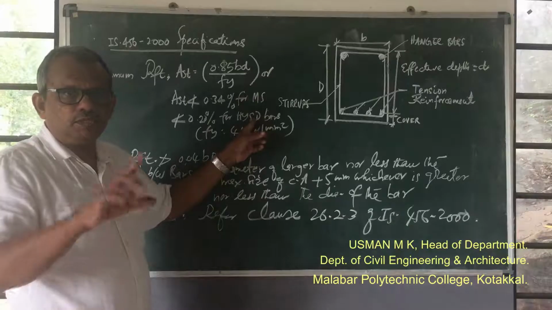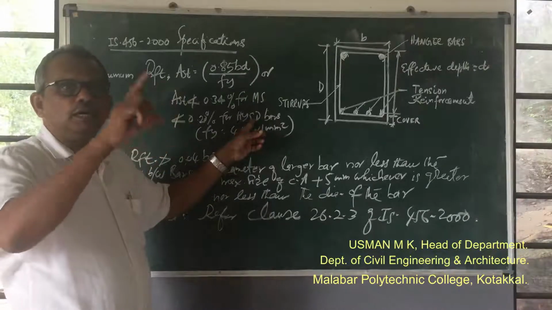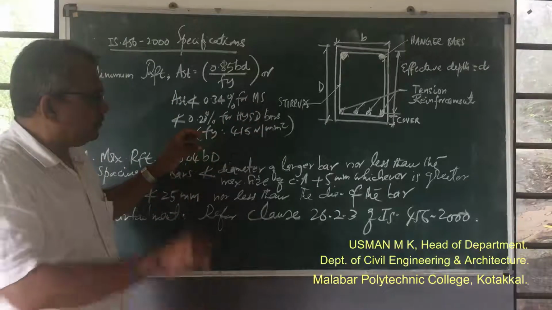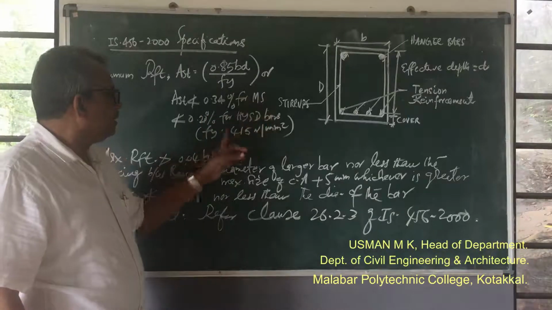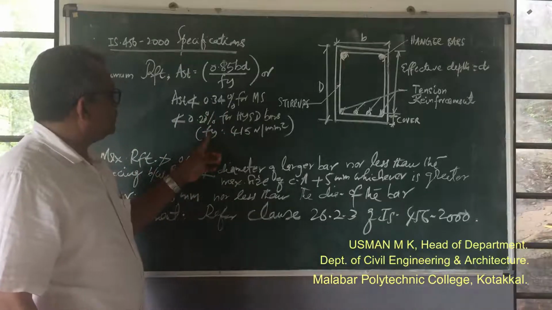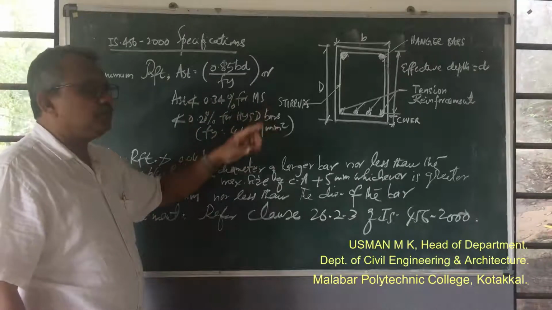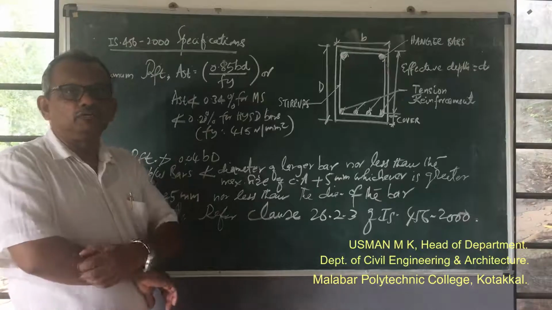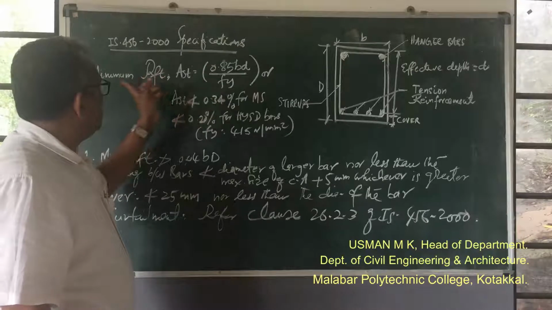So you might have seen now the plain bars and HYSD bars. MS bars are without any ribs on the periphery of the reinforcement. If ribs are there, that is different types of HYSD bars. Accordingly, its yield strength will be different. So for this, fy is equal to 415, and for MS bars it will be 250 Newton per mm square. That we will discuss when we solve problems on this. So that's about the minimum reinforcement.